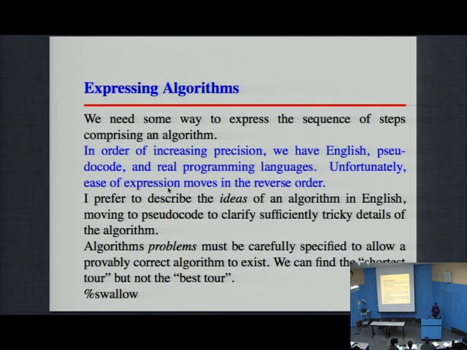When I describe an algorithm, I usually describe the ideas of an algorithm in English. What is it that I'm trying to do? And then I will write out a pseudo-programming-language-like thing to carefully describe the steps at the level of detail that's necessary to see what's really going on.